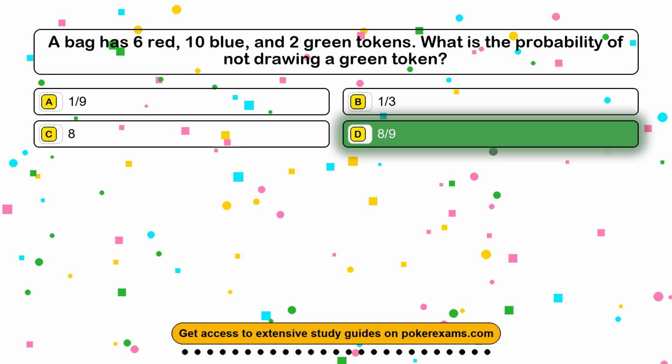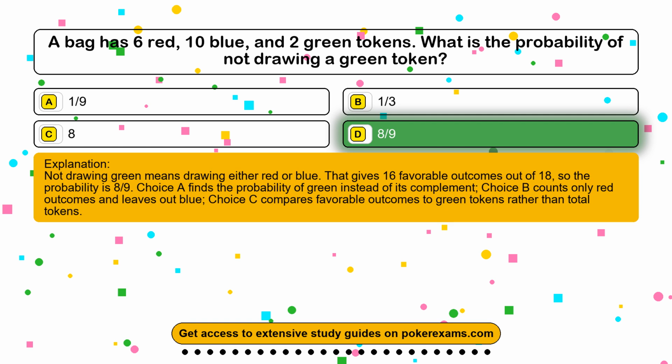The correct answer is option D, 8/9. Not drawing green means drawing either red or blue. That gives 16 favorable outcomes out of 18, so the probability is 8/9. Choice A finds the probability of green instead of its complement. Choice B counts only red outcomes and leaves out blue. Choice C compares favorable outcomes to green tokens rather than total tokens.